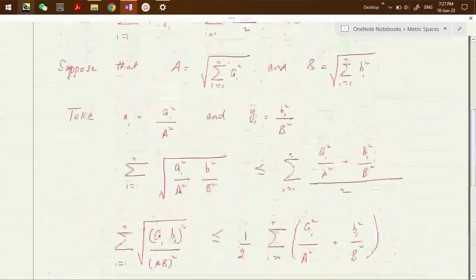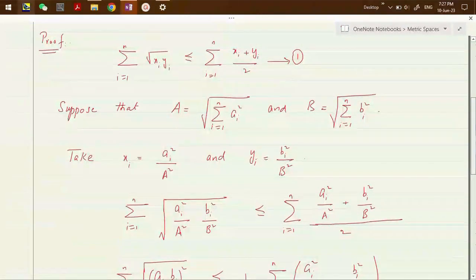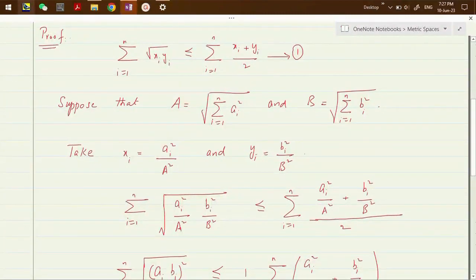As we know that A and B, what are A and B? A and B are non-negative real numbers because A is equal to root of summation ai square and B is equal to root of summation bi square. So A and B are non-negative. So as A and B are non-negative, therefore AB is also non-negative.